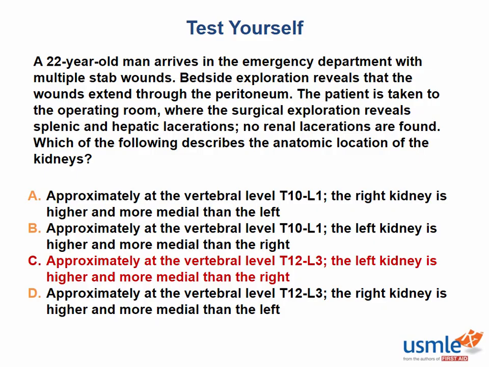Answer: C. The kidneys are located between the parietal peritoneum and the posterior abdominal wall. They are retroperitoneal organs only partially covered by the parietal peritoneum anteriorly. The kidneys are located approximately at the vertebral level of T12 through L3 and covered by ribs 11 and 12. Because of the liver, the right kidney is slightly lower than the left and more lateral, whereas the left kidney is slightly larger than the right.